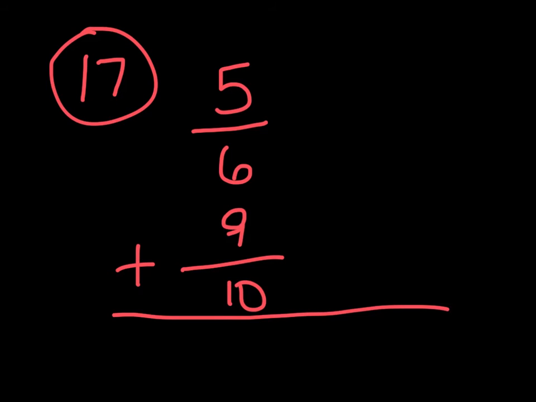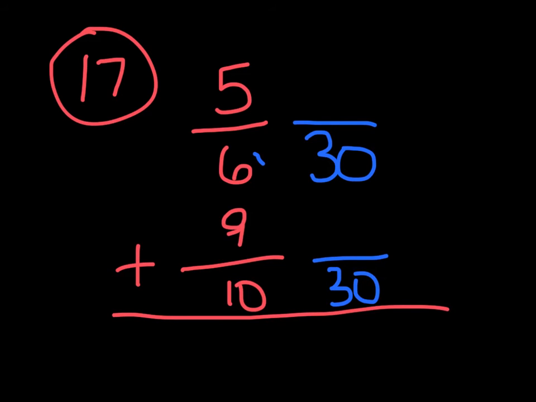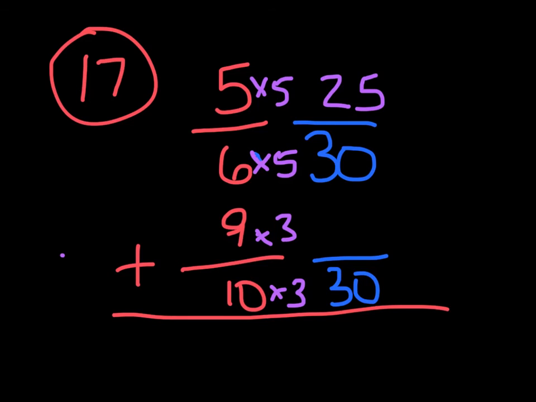Okay, number 17, we have 5 over 6 and 9 over 10. My common denominator would be 30. Then let's see, change it to color. Let's do purple. All right, so 6 times 5 gives me 30. So 5 times 5 is going to give me 25. 10 times 3 gives me 30, so 9 times 3 is going to give me 27.